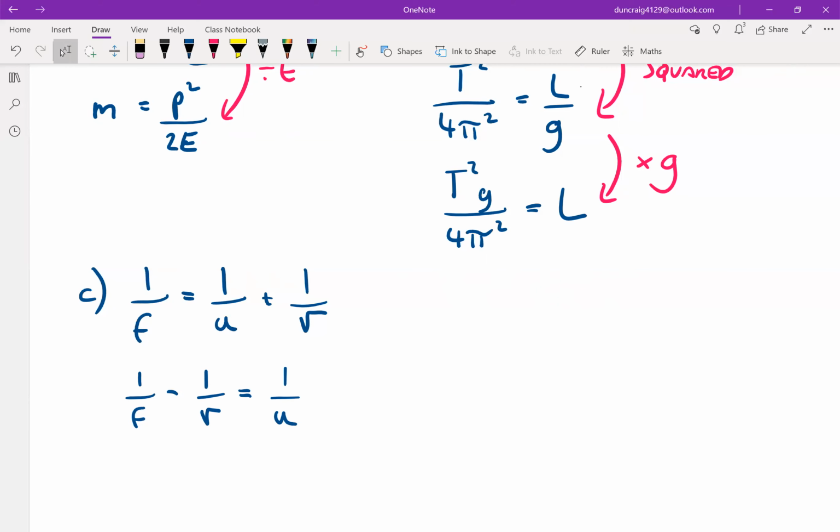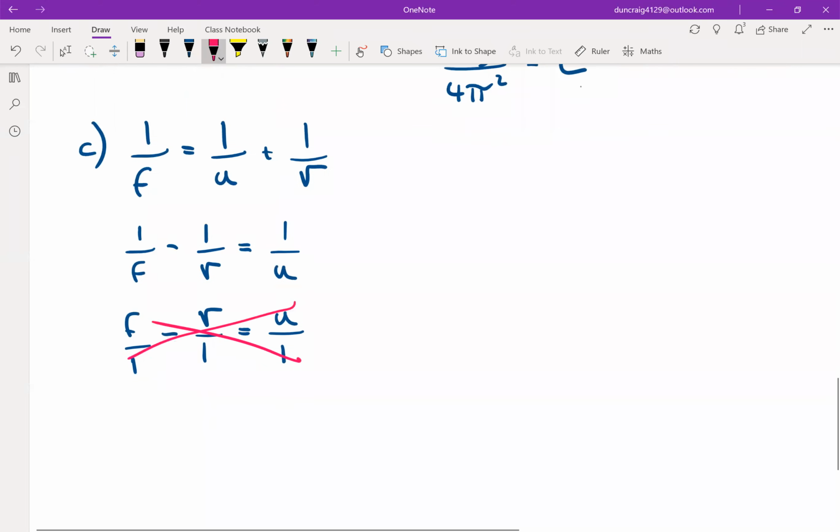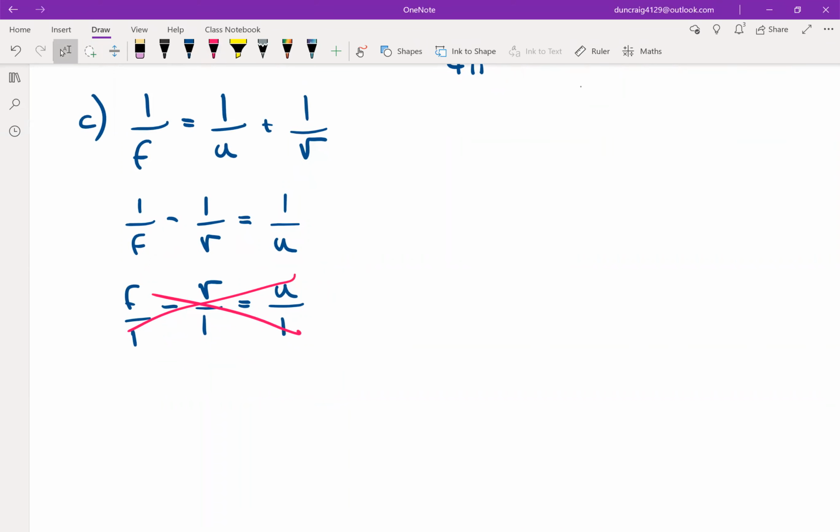Okay. Now what you want to do is make U the subject, so I can't simply just flip everything here. If I was to say, well, U over 1 is equal to V over 1, F over 1, like that, that is actually incorrect, okay? You can't say that that is true, but you can flip it if you have a single fraction on both sides. So what I actually need to do is make that left-hand side a single fraction.